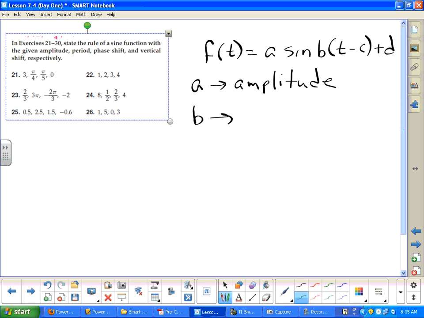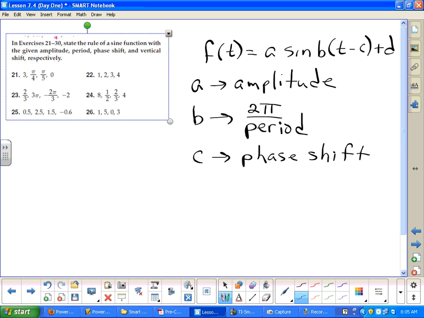B is 2 pi divided by the what? Well, the period is 2 pi divided by B, right? So to get B, I would do 2 pi divided by the period. All right. C is our phase shift. And D would be the vertical shift.